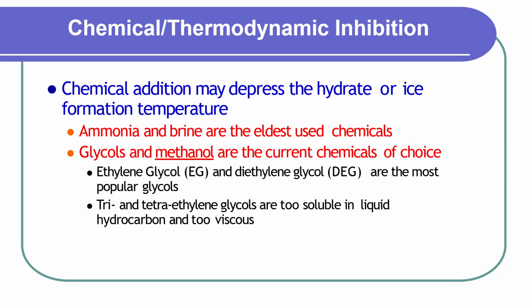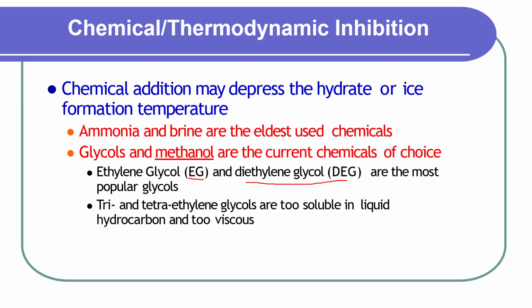Now, when we talk about thermodynamic inhibitors, as we explained earlier, you add chemicals, and these chemicals will reduce the hydrate formation temperature, or reduce the ice formation temperature. It could be from the old generation, which is ammonia and brine, or from the new generation, which is glycol and methanol. For glycol, the most common ones are EG, or ethylene glycol, and diethylene glycol, the two most common types of glycol used as thermodynamic inhibitors.